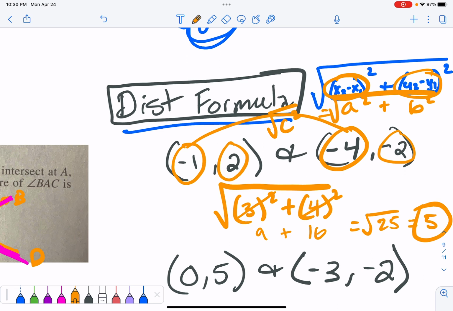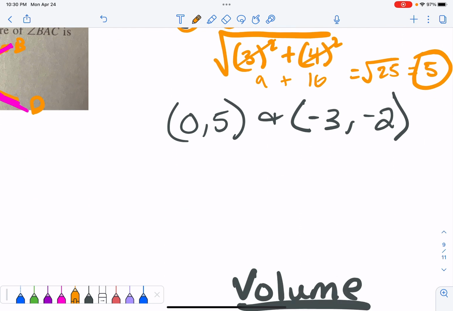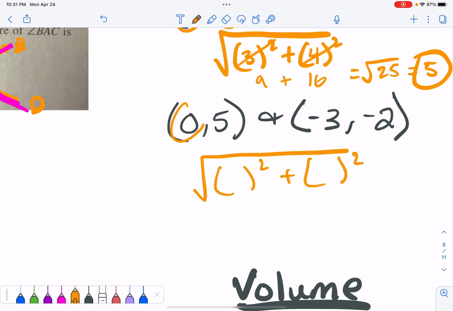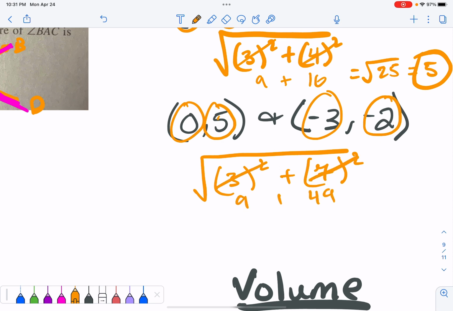The next one may not come out so nice. Let's do this one. Here we go. Distance formula is what you're doing. How far apart is 0 and -3? Those are 3 units apart. How far apart are 5 and -2? 7 units apart. 3 squared is 9, 7 squared is 49. If I add those together, that's the square root of 58.